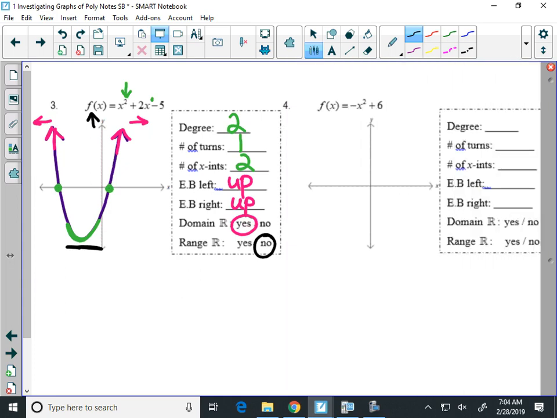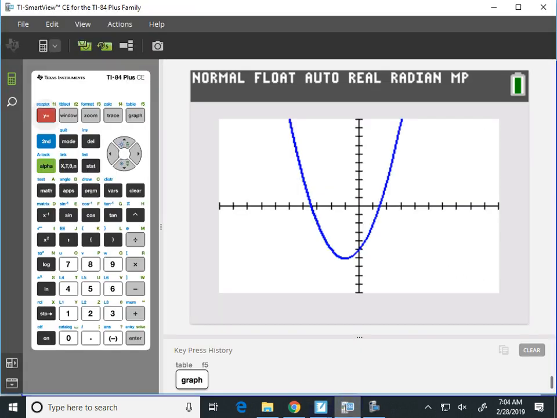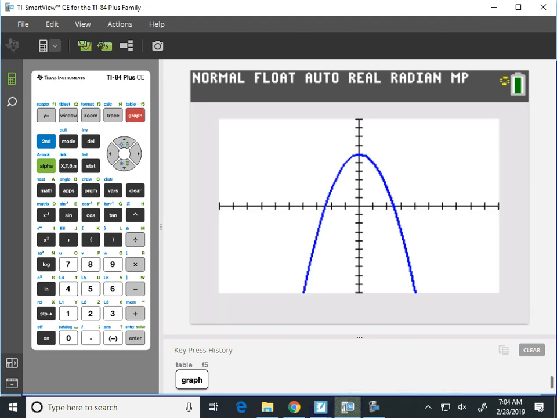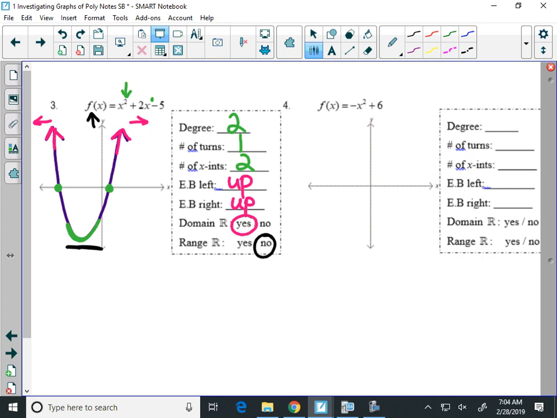All right, let's take a look at number 4. Negative x squared plus 6. So I'll type this one into my calculator. And I get a parabola that's upside down this time. So let's go ahead, you can pause the video if you need, to sketch that parabola on your paper. And we look something like this.